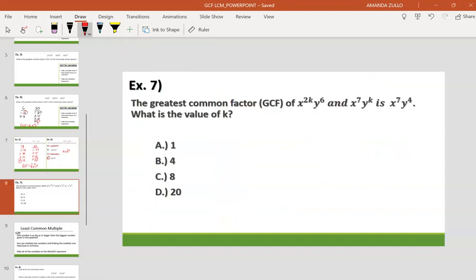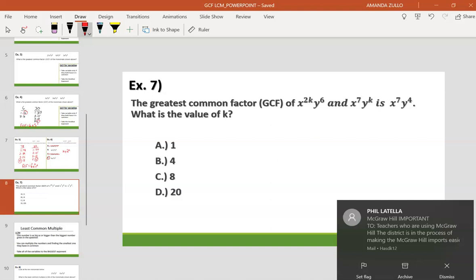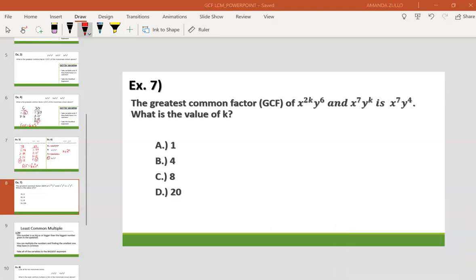And finally, our last example, this would be more of a question. It is going to be multiple choice on your test. There's going to be one like this, but this would be a great question for them to ask you on a Keystone open-ended question. So the greatest common factor of x to the 2k, y to the 6, and x to the 7, y to the k is x to the 7, y to the 4. What is the value of k?